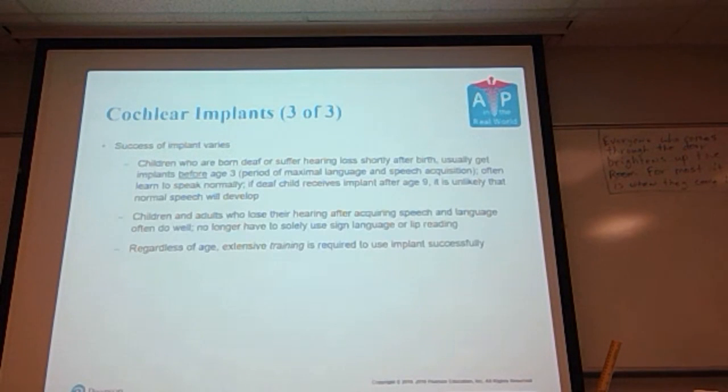Success of an implant varies. Children who are born deaf or suffer hearing loss shortly after birth usually get implants before age 3, the period of maximal language and speech acquisition, and often learn to speak normally. If a deaf child receives the implant after age 9, it is unlikely that normal speech would develop. Children and adults who lose their hearing after acquiring speech and language often do really well with these. They no longer have to solely use sign language or read lips.